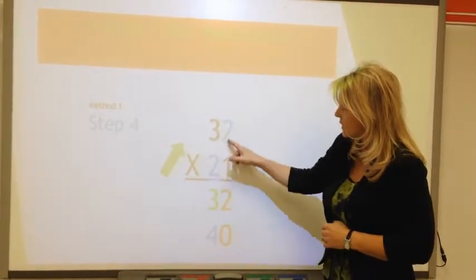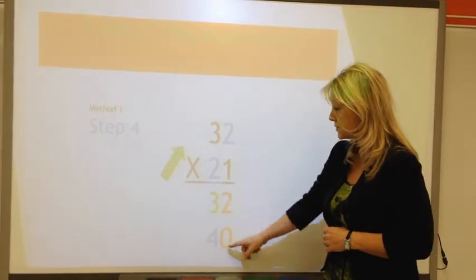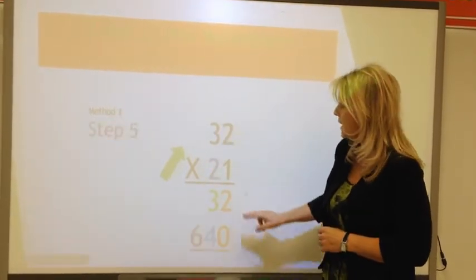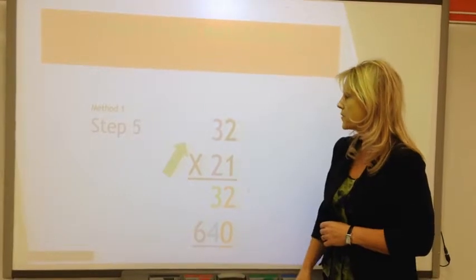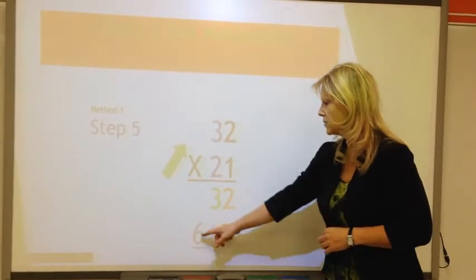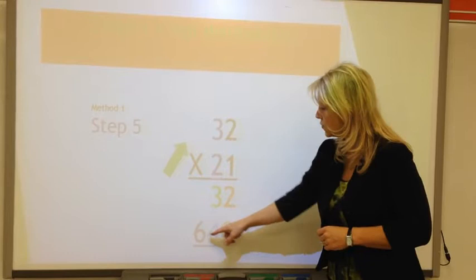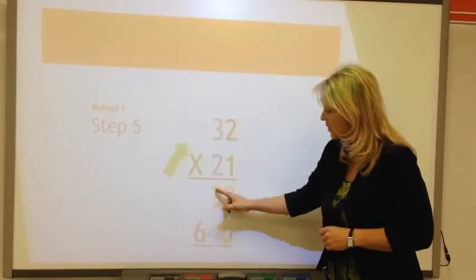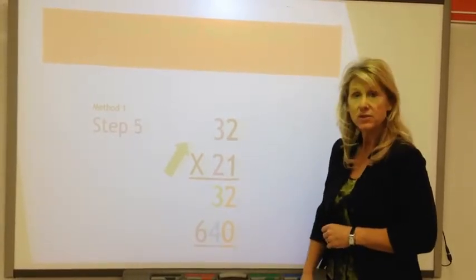So when I start here with the 2, I go to the ones. 2 times 2 is 4. I put it right beside the 0. And the last step, I will go straight up, and I will go 2 times 3, and that will be 6.